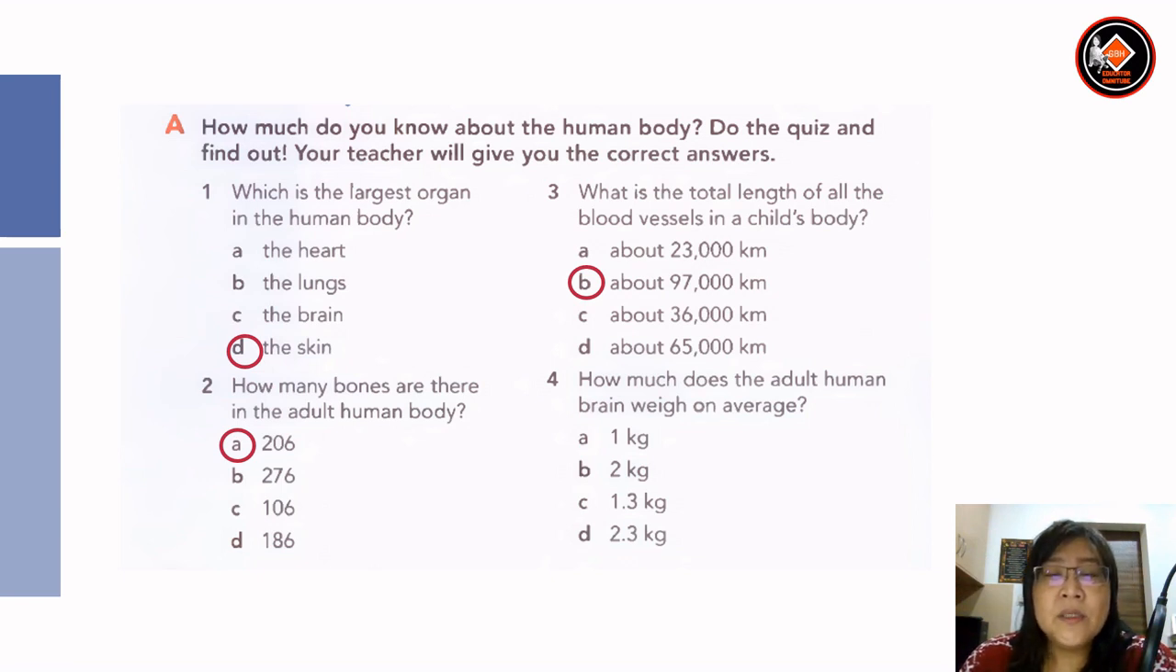And the last question, how much does the adult human brain weigh on average? 1 kilogram, 2 kilogram, 1.3 kilogram, or 2.3 kilograms? So answer is C, 1.3 kilogram.